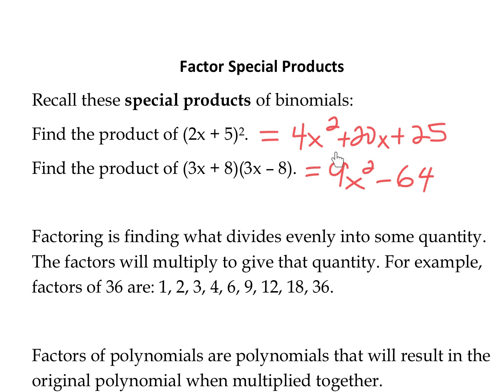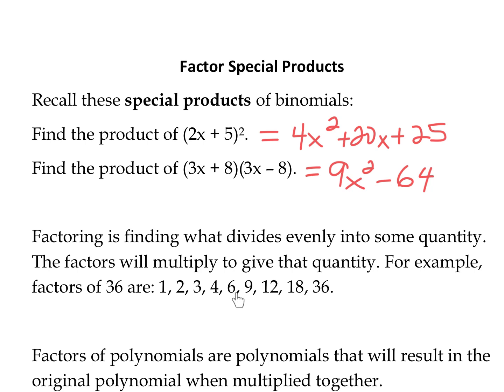Factoring means we're going to take this product and find out what the factors were that multiplied together to get us that polynomial. Remember, a factor is something that would divide evenly into a quantity. That's what factors are. So when you find the factors of 36, for instance, these are all numbers that we could divide into 36 evenly with no remainder. And these are all numbers that would multiply times some other number in this list and get us 36, including 6 times itself.